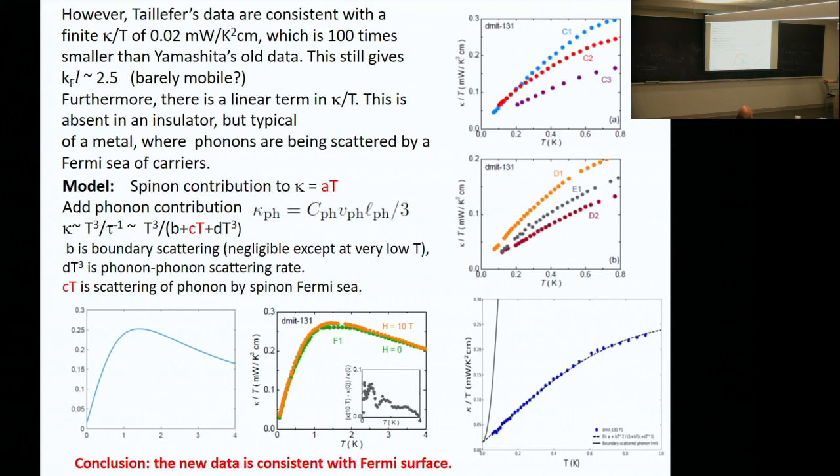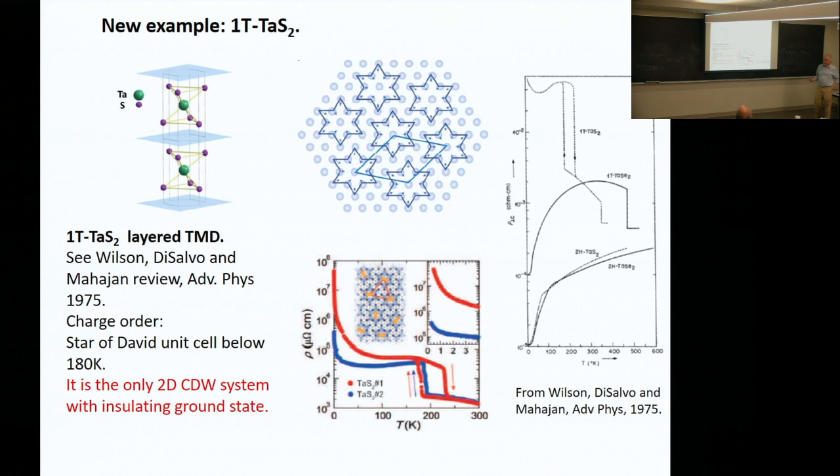So I think the upshot of this is that this linear term may actually be evidence that there is a Fermi surface. So we're getting at it not from the direct scattering of the fermion itself, but from the phonon. So I think the conclusion is that these data are actually consistent with a Fermi surface, but a rather not so mobile one.